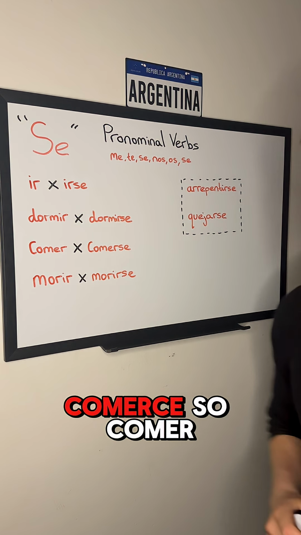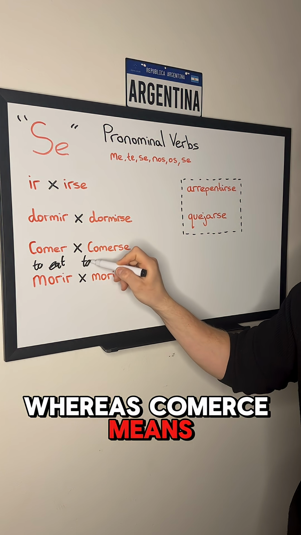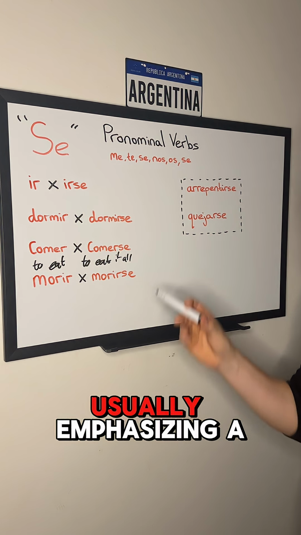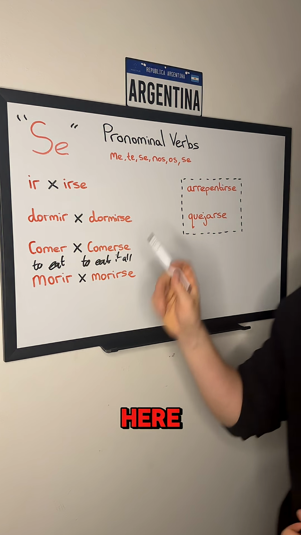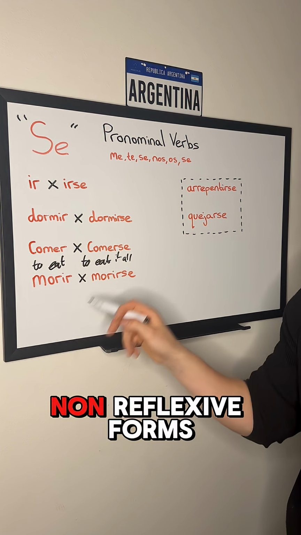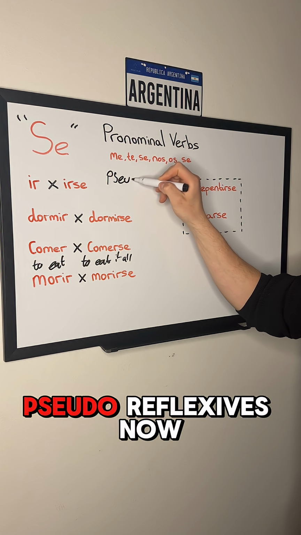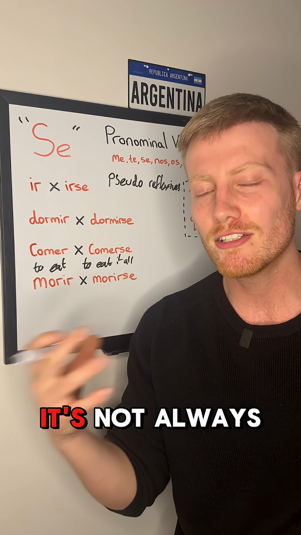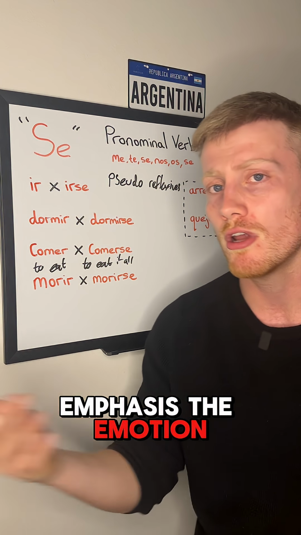Now comer versus comerse. So comer simply means to eat, whereas comerse means to eat it all, to eat everything, to devour it. Usually emphasizing a feeling, could be hunger, could be enjoyment. Now with all of these reflexives here, the action isn't happening to yourself, but rather the meanings are changing from the non-reflexive forms. And these fall under the category of what we call pseudo-reflexives. Now, especially with this example down the bottom of morir versus morirse, it's not always the case that the meaning of the verb changes, but rather the emphasis, the emotion behind the verb.